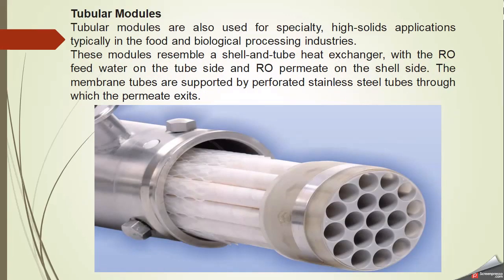Second type is tubular modules. Tubular modules are used especially for high solid applications, typically in food and biological processing industries. These modules resemble a shell and tube type heat exchanger. Here the tubes carry the water, and permeate water is collected on the shell side. In this type the membrane tubes are supported by perforated stainless steel tubes through which the permeate exits. Water comes inside, and then after purification permeate is collected on the shell side.